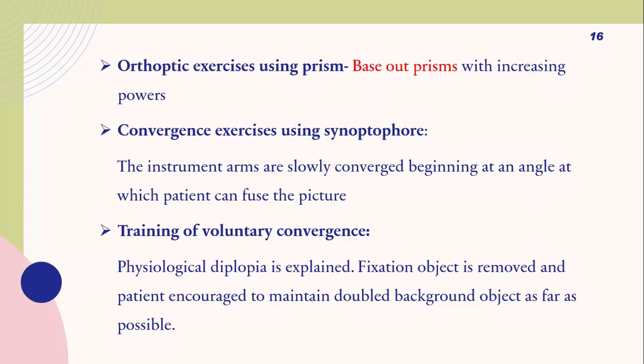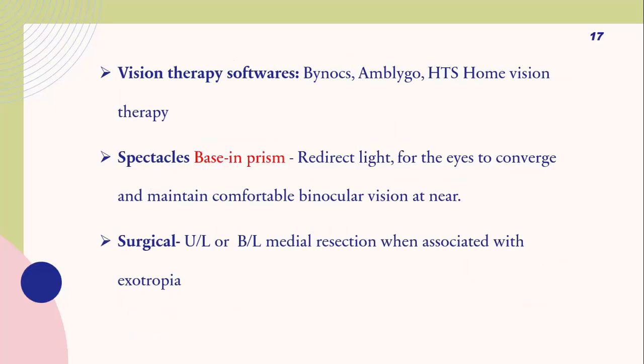So other orthoptic exercises that are used are training exercises with base out prisms. These are called exercising prisms, which are base out, and they increase the convergence and help in overcoming the convergence insufficiency. These exercises can also be done using the synaptophore, and a trained orthoptist can train the patient for stimulating his voluntary convergence. Vision therapy softwares are also available now, like the Binox software, Ambligo, or HTS home vision therapy, where using computer-based exercises, we can improve the convergence.